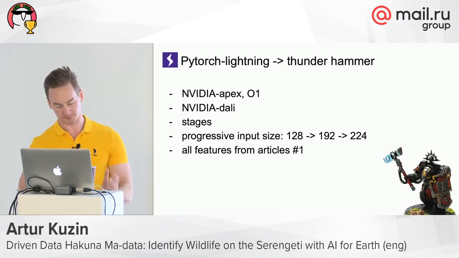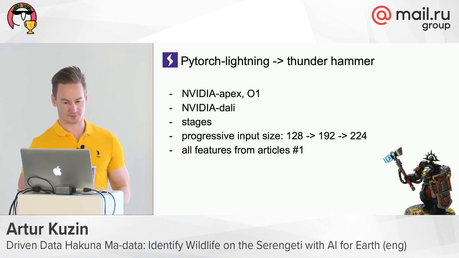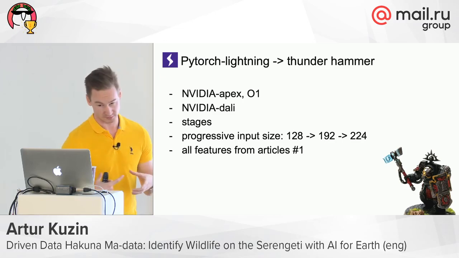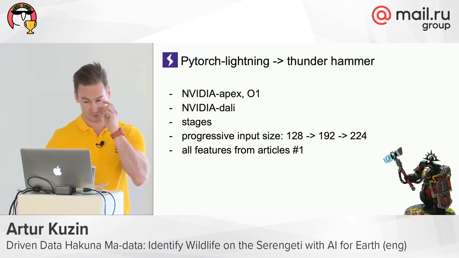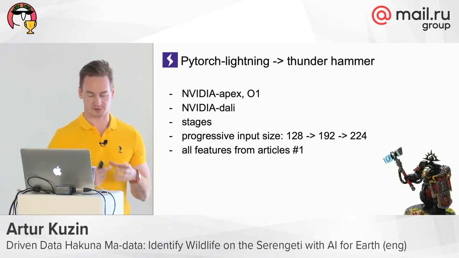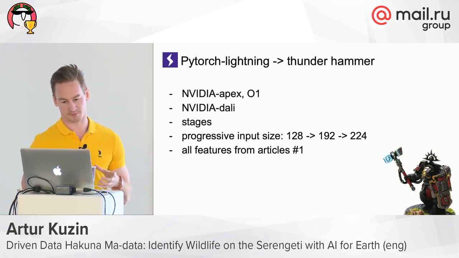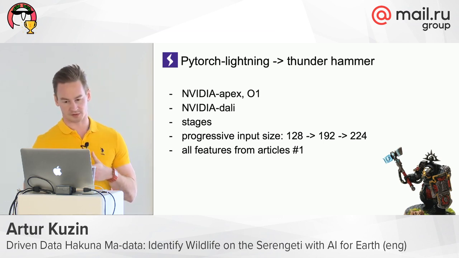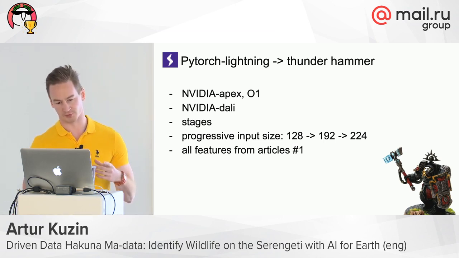Also, to run faster experiments, I implemented some kind of progressive input size increasing. So you start training with a very small input size, for example 128, and then increase the input size of your network when you have saturated your accuracy.